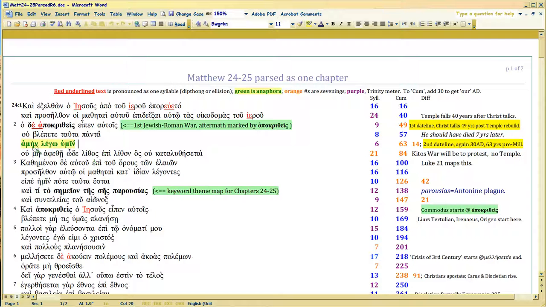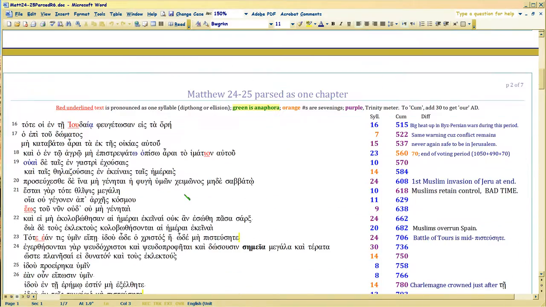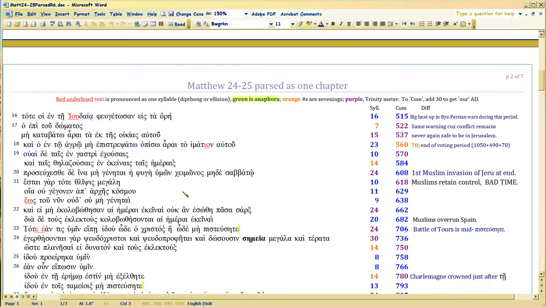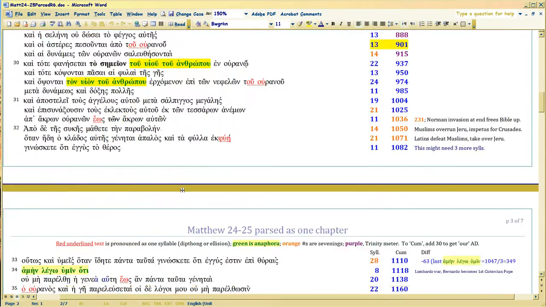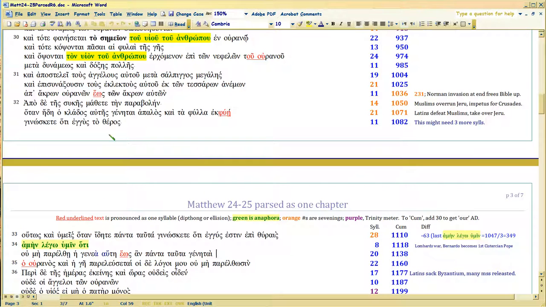On top of that, we got amen lego humin, which has its own track. It's always divisible by 3, and on one occasion, also divisible by 7. So, amen lego humin, this is the second occurrence. This is the Crusades. First time was temple down. That was an obvious war. Crusades, this is actually the second crusade, obvious war. And it's saying that the generation who sees that second crusade will see all this stuff that he warned about happen.